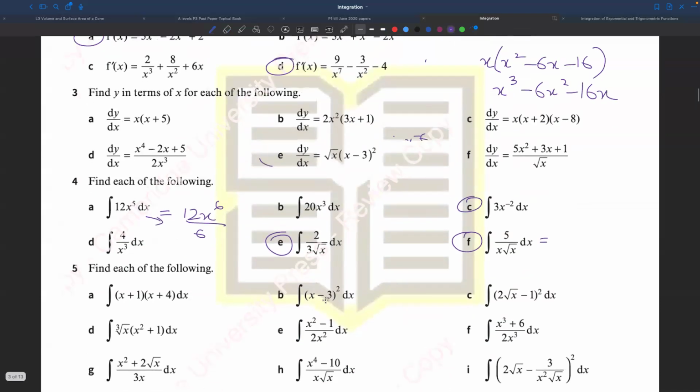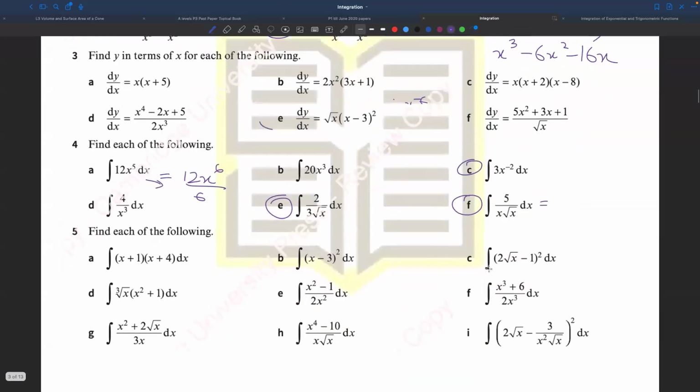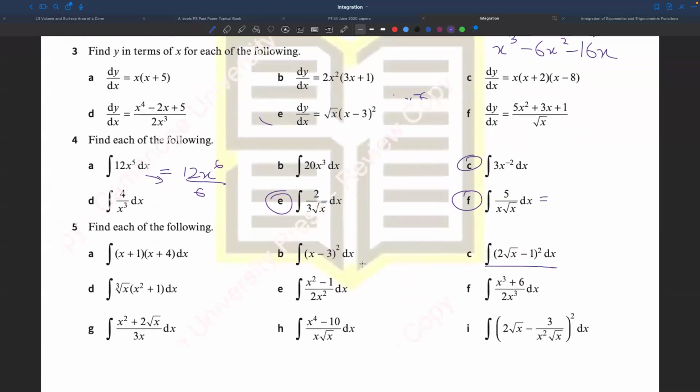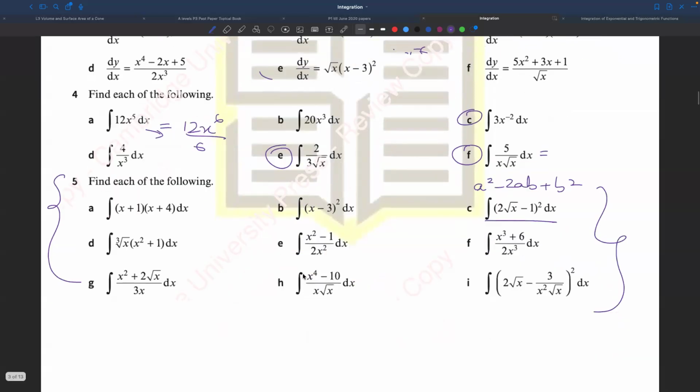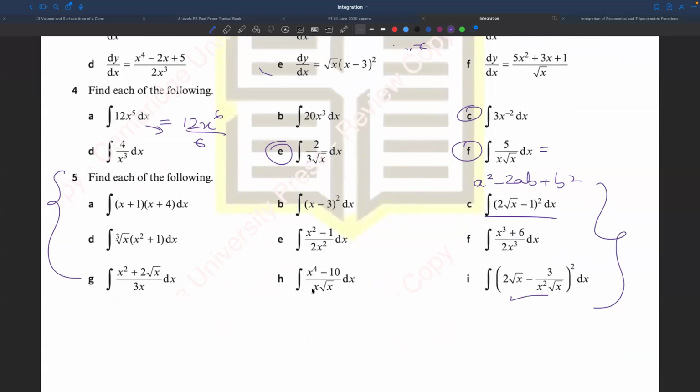For all of these questions in question 5 as well, if it is a whole square, you apply a square minus 2ab plus b square, okay? And then you integrate each term individually. All right. So this is something you people will be figuring out for your homework. Make sure you definitely do it, because I have seen these kinds of questions appear in the past papers.